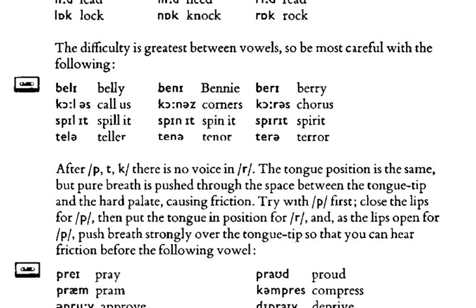But pure breath is pushed through the space between the tongue tip and the hard palate, causing friction. A puff of pure air will come out between the tip of the tongue and the hard palate, and it may indeed cause some kind of friction. Try with P first. Close the lips for P, then put the tongue in position for R.